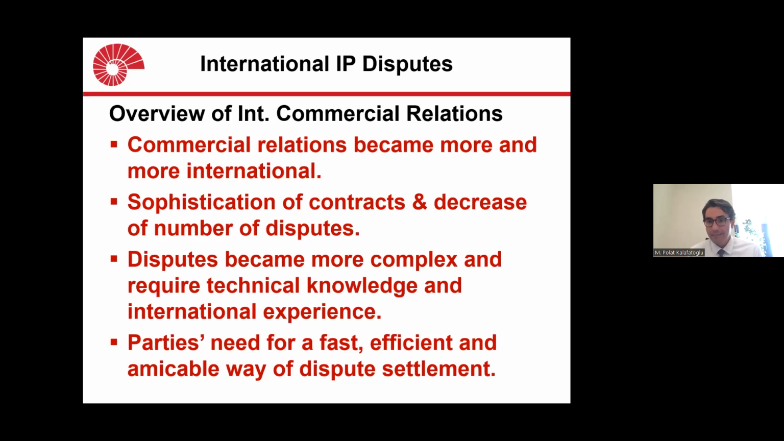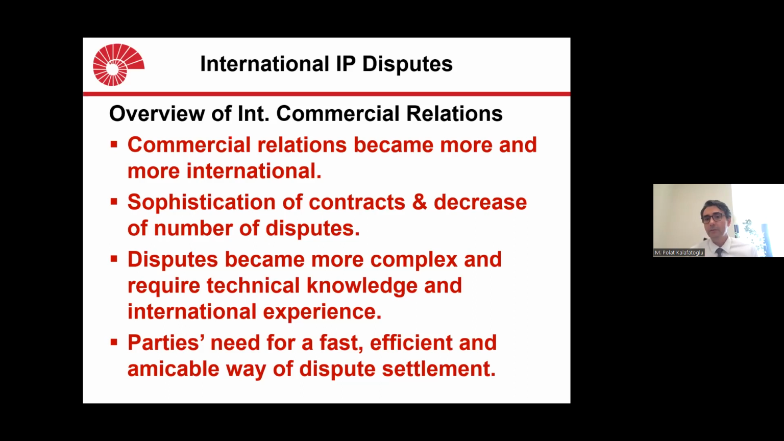But this international environment of commercial relationships also resulted in a sophistication of the contracts, because now these international contracts are drafted with more detail, carefully, with teams of lawyers. And this sophistication of the contracts, I believe, decreases the number of disputes.